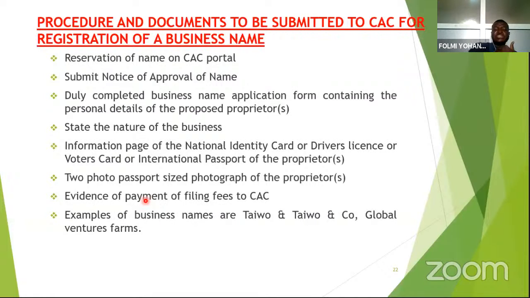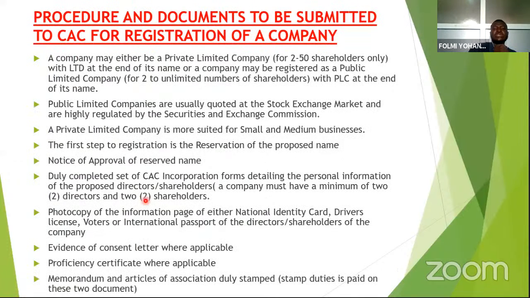So now you have a registry with the Corporate Affairs Commission. So example of business name: Tayo and Tayo and Co., Global Ventures Farm, etc. That's business name for you. So let's look at procedures and documents to be submitted to CAC for registration of company.